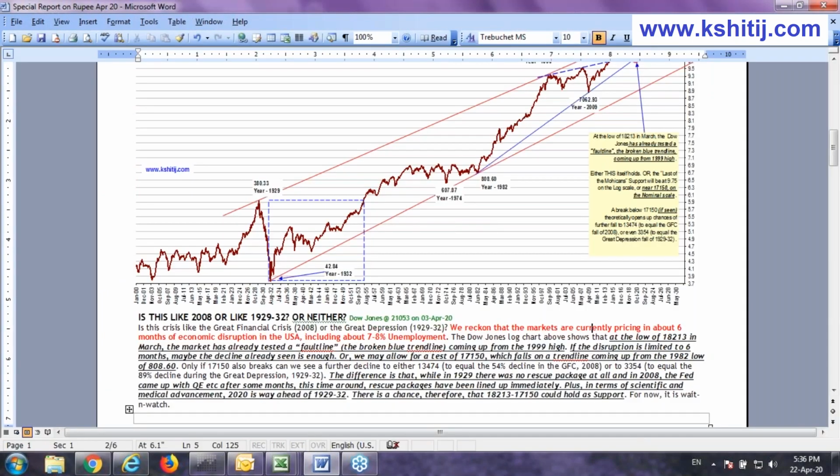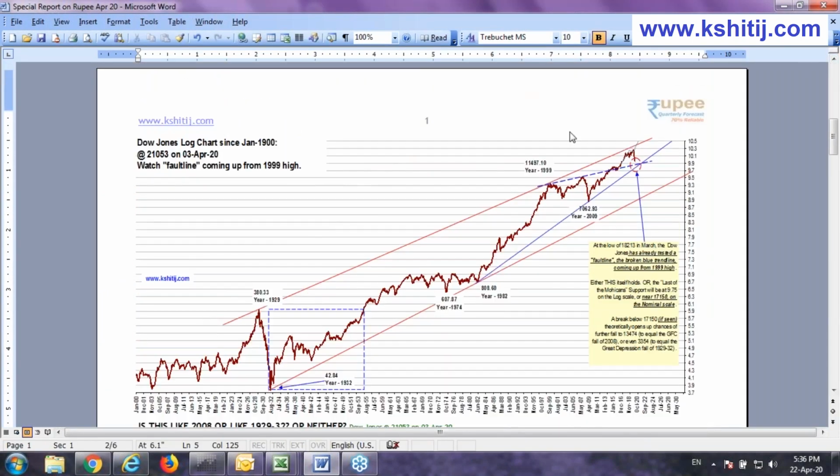Having come to our April report, I'll show you this chart. This is a chart of the Dow Jones since January 1900. Again, this is a log chart, and here we were looking at this blue broken line, which we call a fault line, and we said that this fault line has been tested and possibly there can be chances of the Dow bouncing from here, because if it doesn't bounce, then maybe we could be looking at a repeat of something like 1929, 1932, but the chances of that are lower.